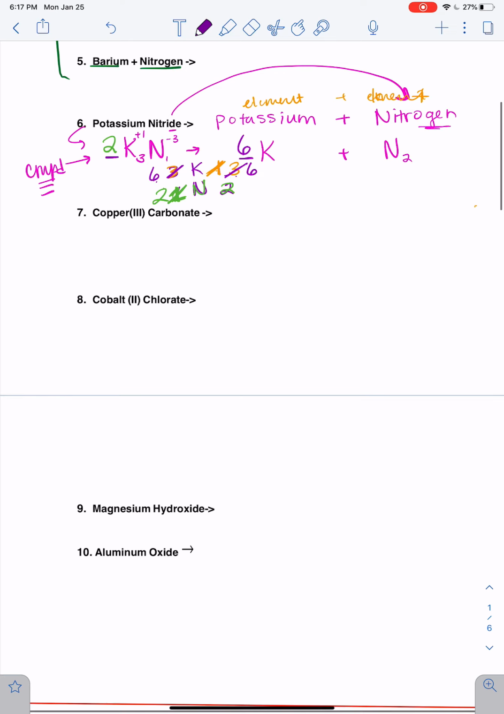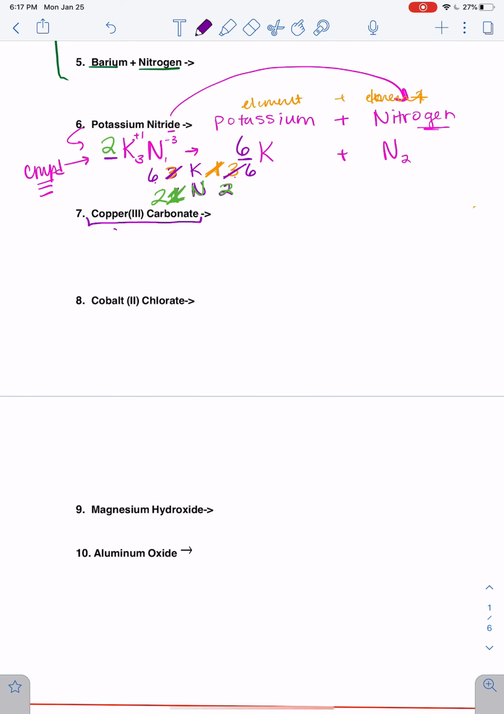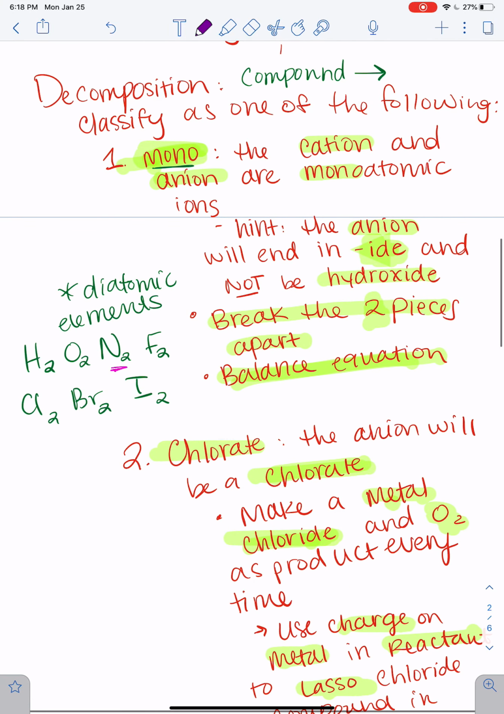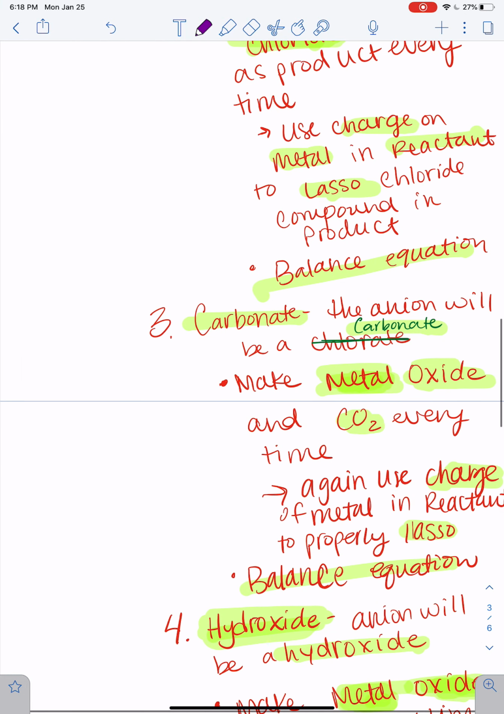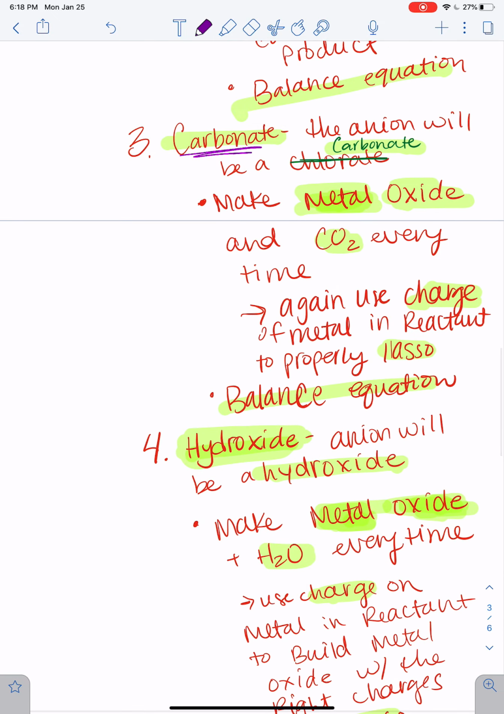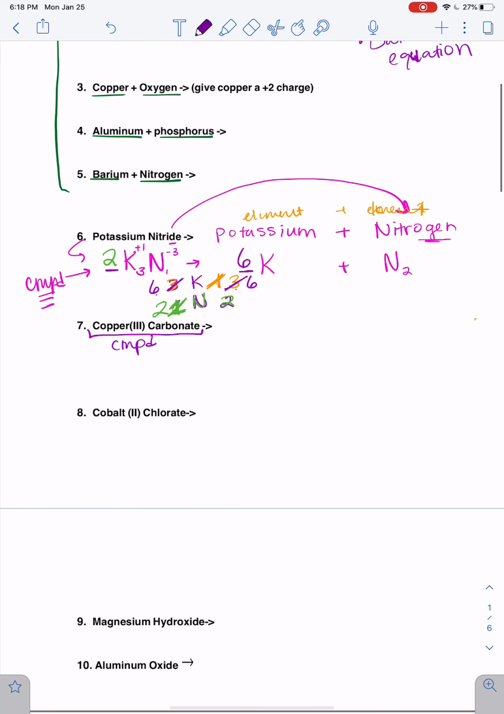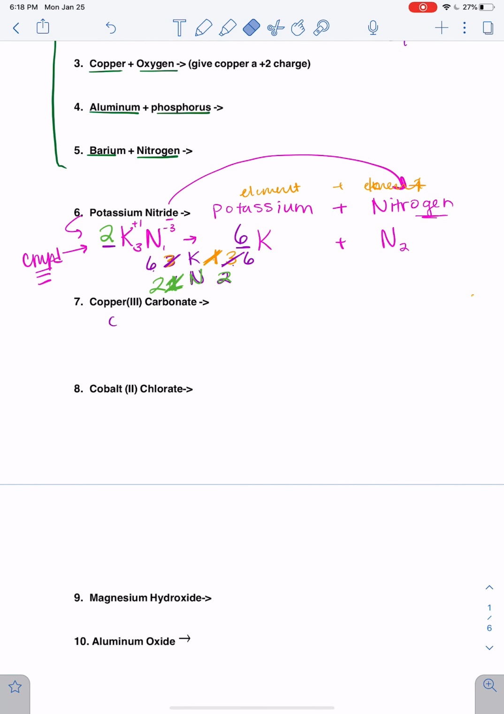So copper 3 carbonate. Notice that this is a compound, because there is no plus sign between the copper and the carbonate. So this is a decomposition reaction. We have to go down here and figure out what kind it is. Well, it says carbonate, so that means it is a carbonate. So that means that our product will be metal oxide and carbon dioxide. So go up here, find your metal. The metal is copper.